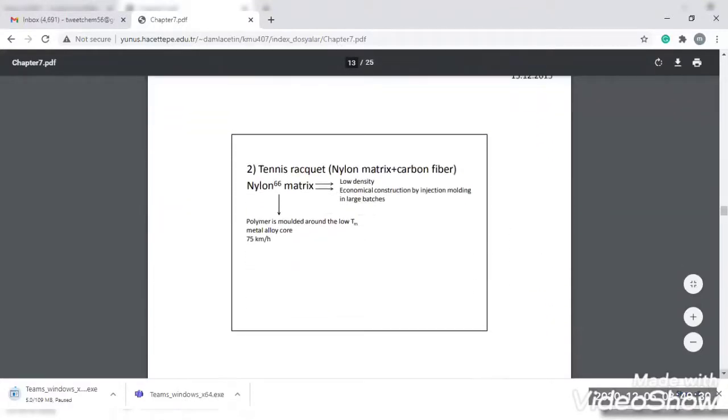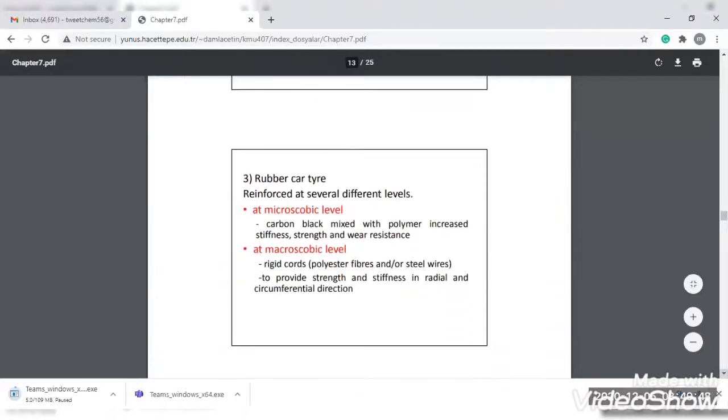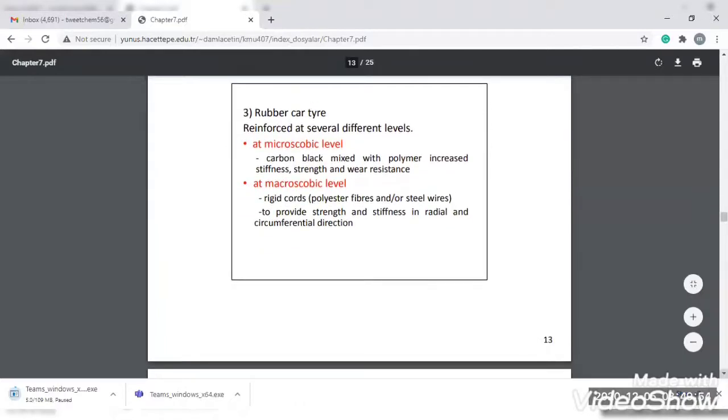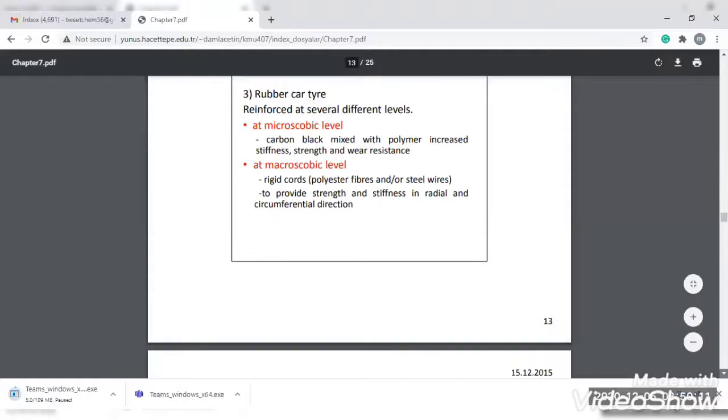What about tensile requirements? Tennis rackets require basically a nylon matrix plus carbon fiber, nylon 66 matrix, low density, economical construction by injection molding in large batches. The polymer is molded around the low Tm metal alloy. And similarly, rubber car tyres are reinforced at several different levels, at the microscopic level and the macroscopic level. First let us look at the microscopic level. Carbon black mixed with the polymer increases stiffness, strength and wear resistance, and at the macroscopic level rigid cords, polyester fibers or steel wires provide strength and stiffness in the radial and the circumferential direction.